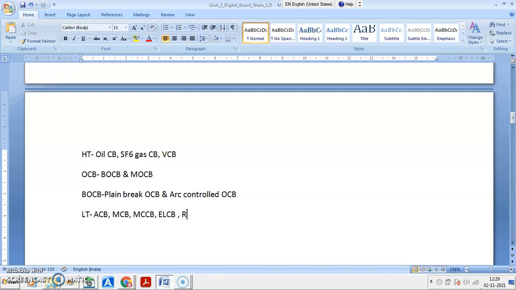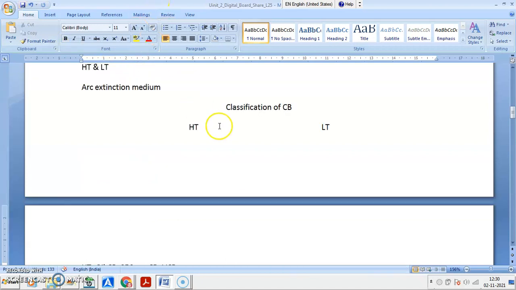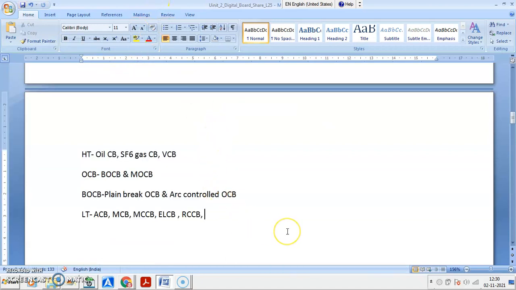One more is there, RCCB, residual current circuit breaker. Okay, got it? So you can classify the circuit breaker like this.